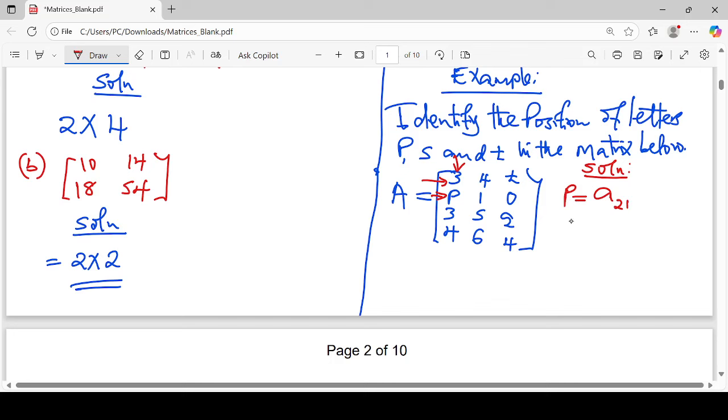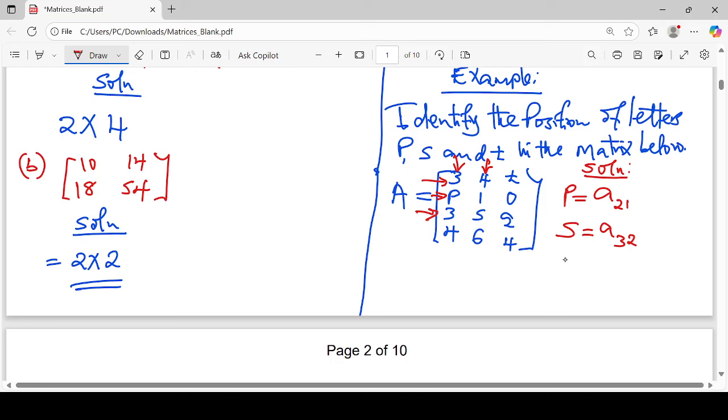Similarly, let's interpret the position of S in this matrix. Looking at the position of S, first you identify which row it is. Element S is in row number 3. So it will still be under matrix A, but the row is number 3. Then the column number: it is in column number 2. So 3, 2, like that. That is the position of element S.